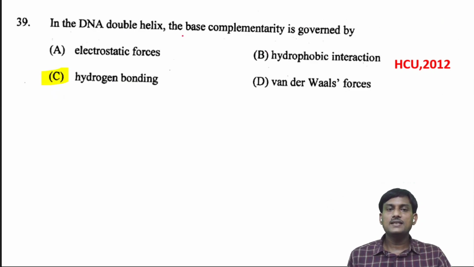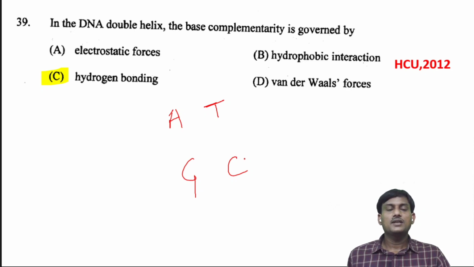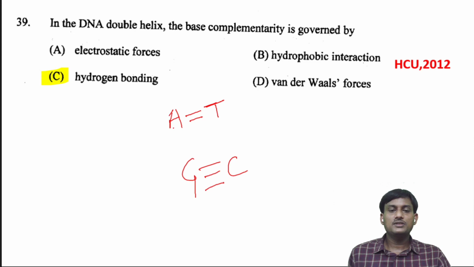In the DNA double helix, the base complementarity is governed by what? In DNA we have base complementarity. A is complementary with T and G is complementary with C, adenine and thymine, and guanine and cytosine. Here there are 2 hydrogen bonds between A and T and 3 hydrogen bonds between G and C. The complementarity is governed by hydrogen bonding.